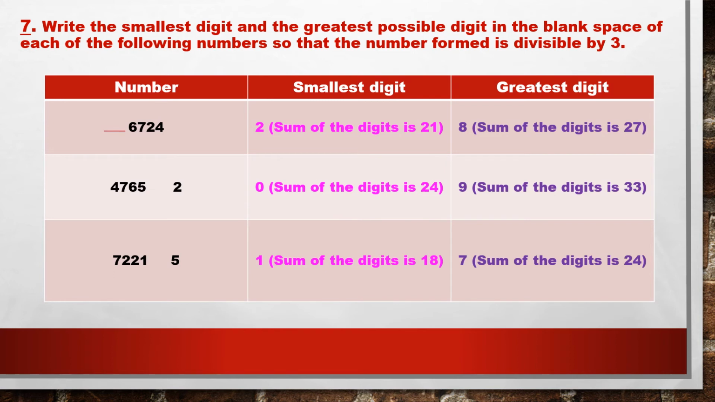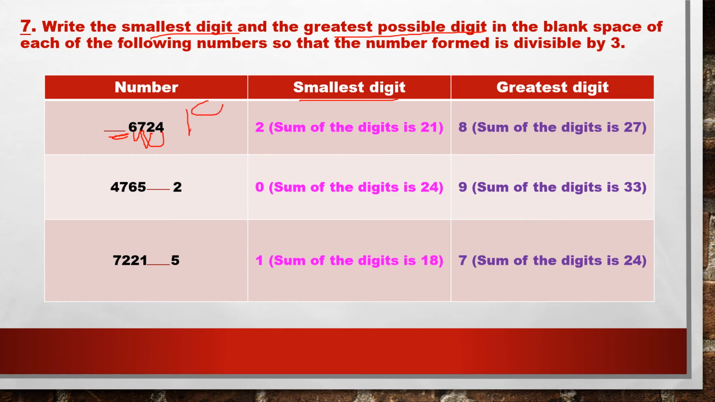Here are your blanks. He gave the blanks like this. Here he gave the blank in the starting only. Okay. So here he asked to fill the smallest digit as well as the greatest digit. Okay. Here first you add these digits. 4 plus 2 6. Okay. 6 plus 7 13. 13 plus 6 is 19. Okay. So you got 19.